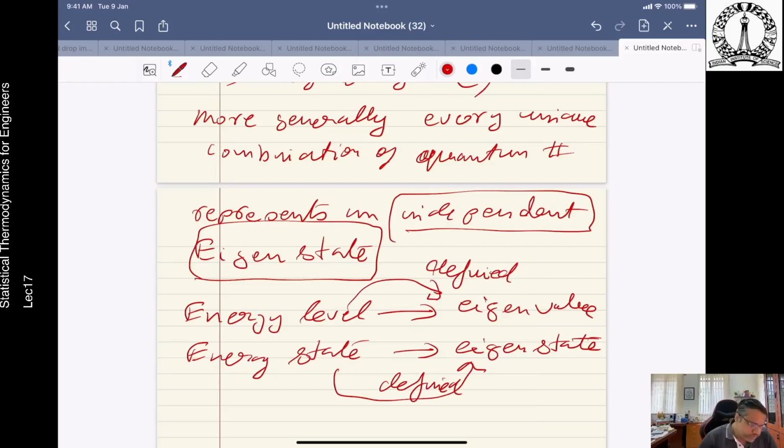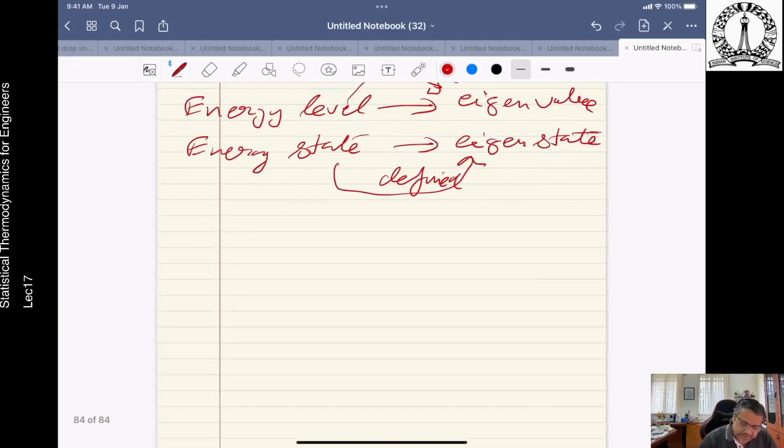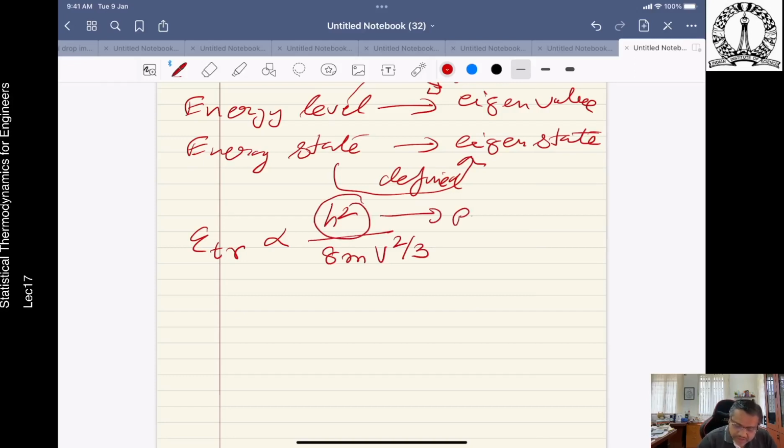Now, the third point is that if you look at it a little bit more carefully, E translational is proportional to h squared divided by 8m V to the power of 2/3. Now if you look at it, this h is the Planck's constant.